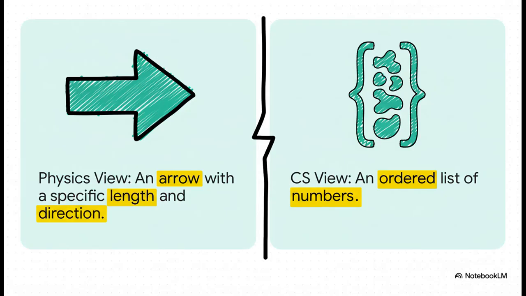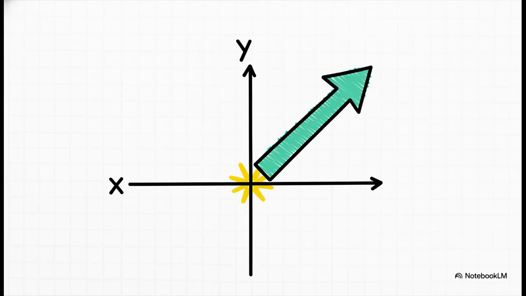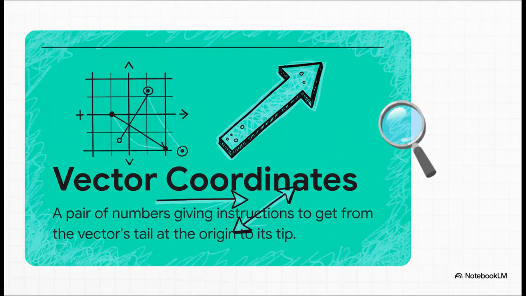Well, you can think of it in two ways, as an arrow or as a list of numbers. So how can an arrow and a list of numbers be the same thing? The secret is a common language. Think of it like putting a pin on a map. We just anchor the vector's tail right at the origin. And this is where the magic happens. The numbers aren't just labels, they're actually instructions for how to move.